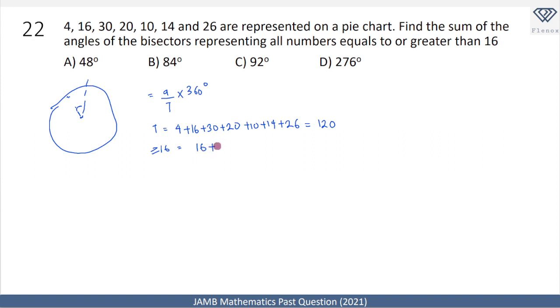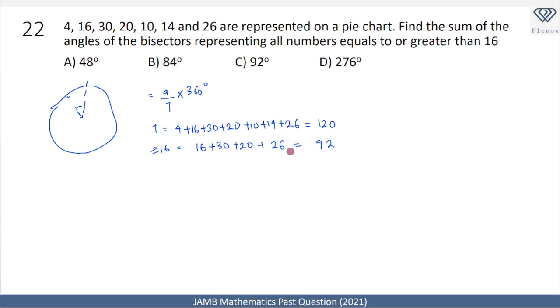30 is going to be part because it's greater. 20 is going to be part of it. 10 is not going to be part because it's less than. 14 is not going to be part because it's less than. And finally, we have 26. So when I sum all of these together, I have 16 plus 30 plus 20 and plus 26, and that gives me 92.